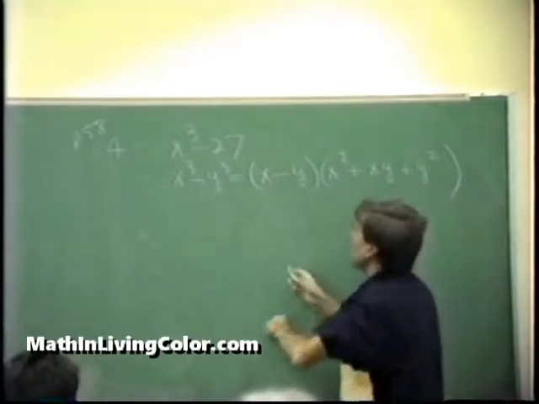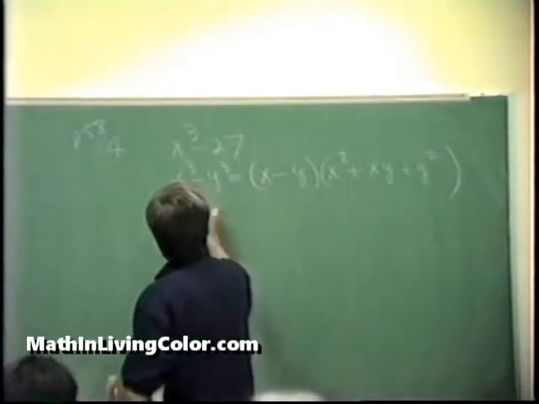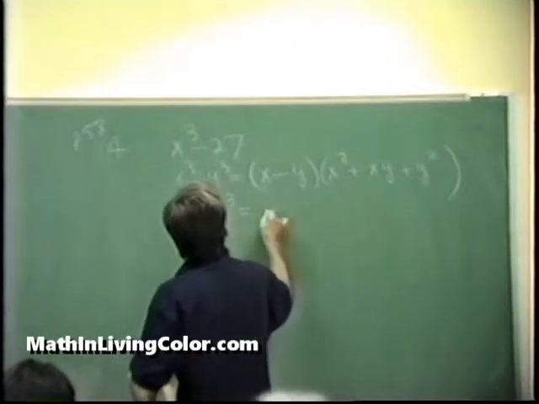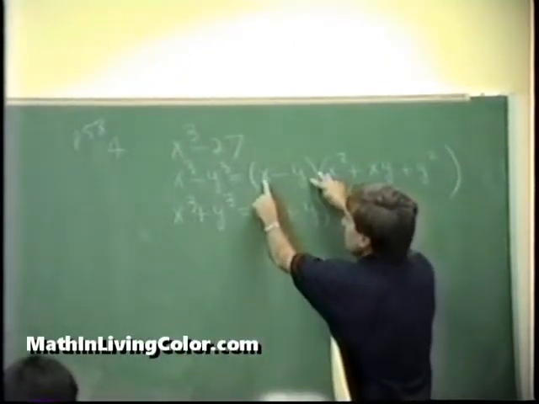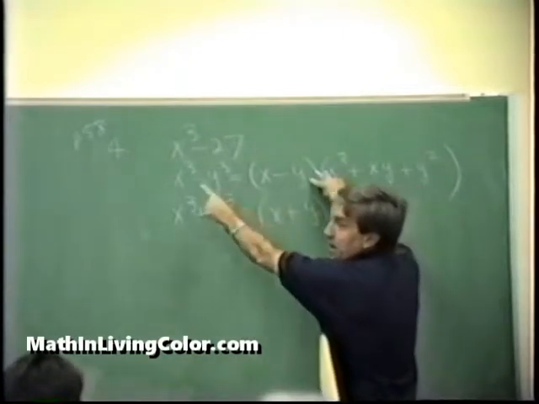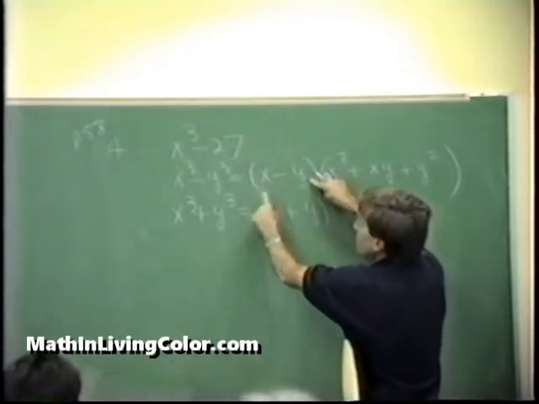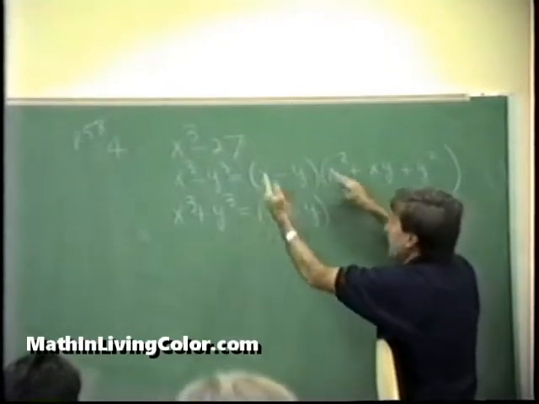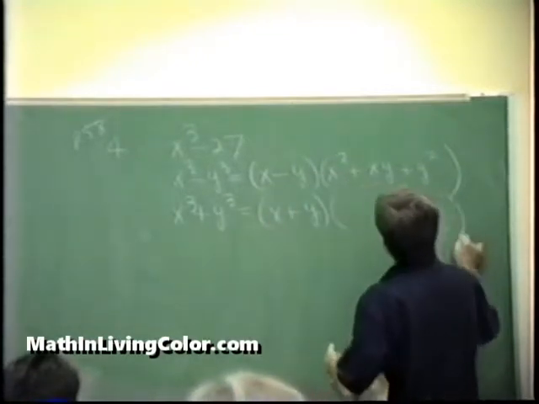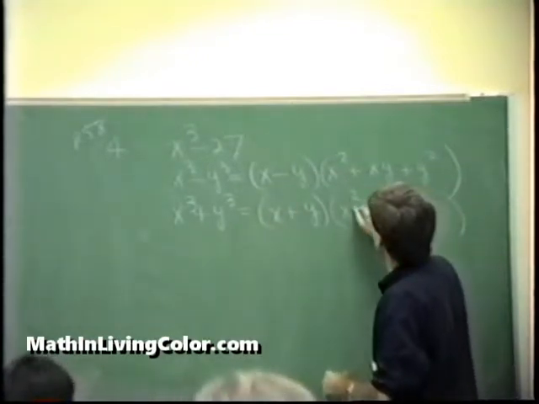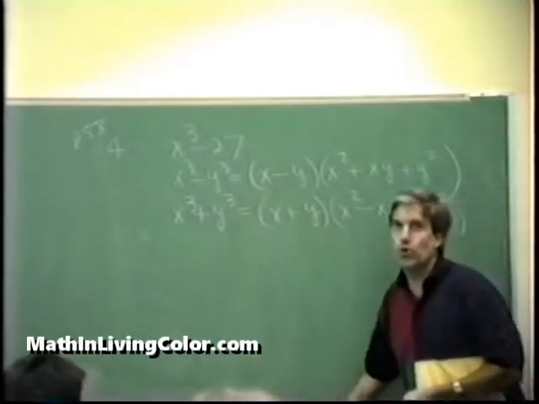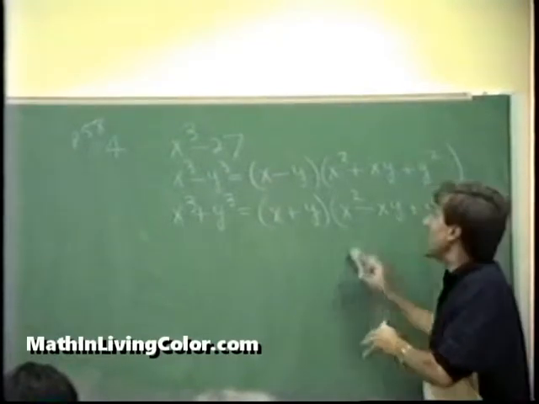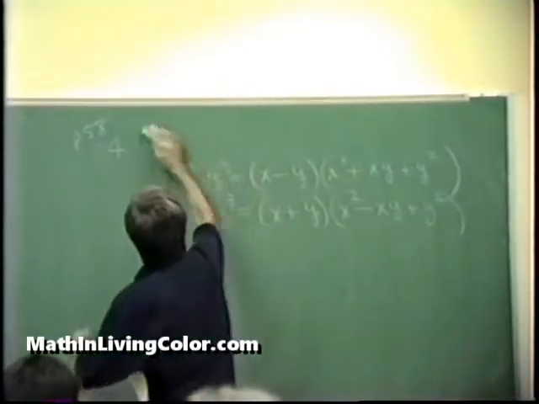Now there's another formula that says x cubed plus y cubed. It starts off with the same, x plus y, same as this starts off with x minus y. X cubed minus y cubed starts off x minus y. X cubed plus y cubed starts off x plus y. And then the signs are slightly different. It would be x squared minus xy plus y squared. So those are two formulas that we need in order to factor a sum and difference of cubes.